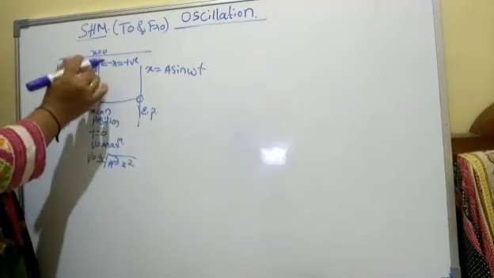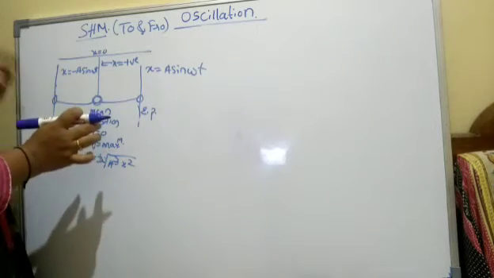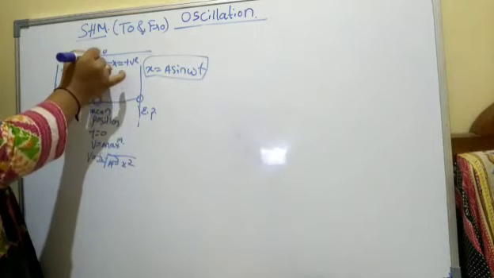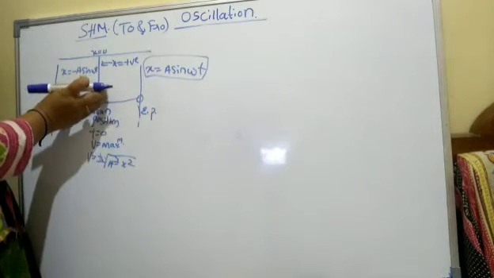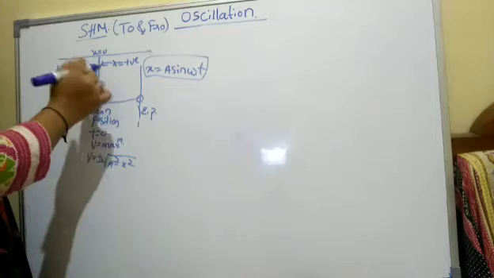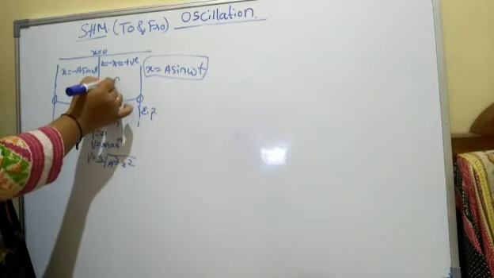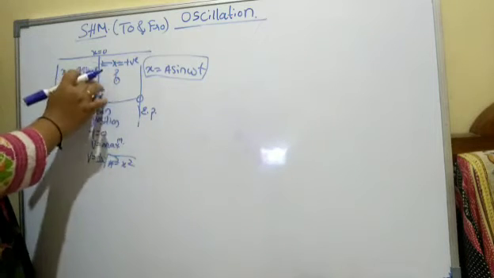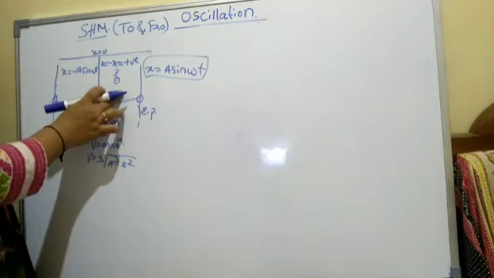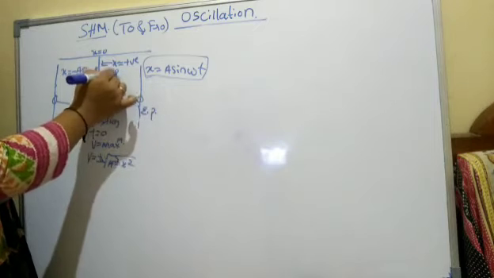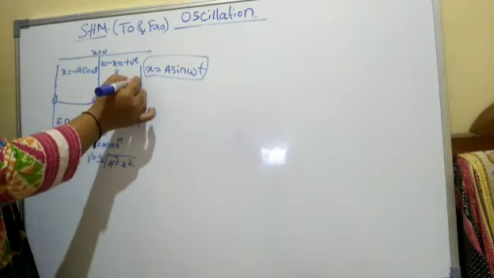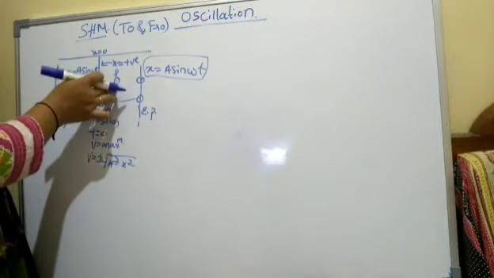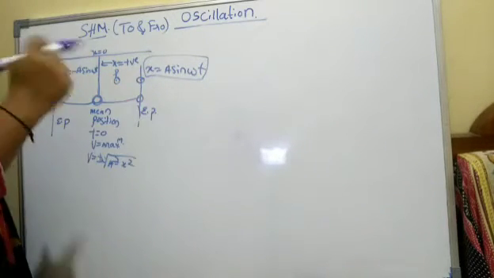We got this equation when the particle is executing simple harmonic motion from the mean position. If the particle is in between this journey, that means it is not starting the simple harmonic motion from the mean position, and it is not in the extreme position either. In such a case, what will be the equation of the particle?